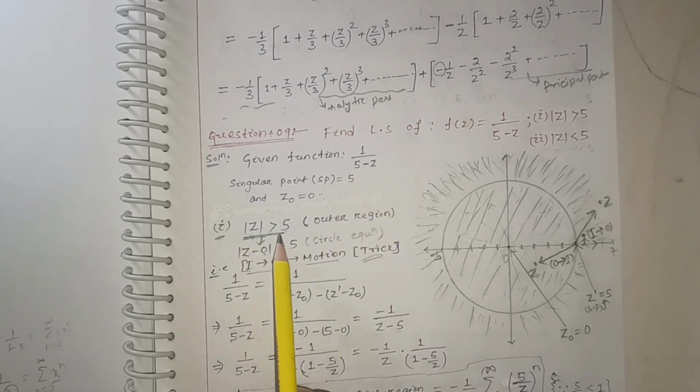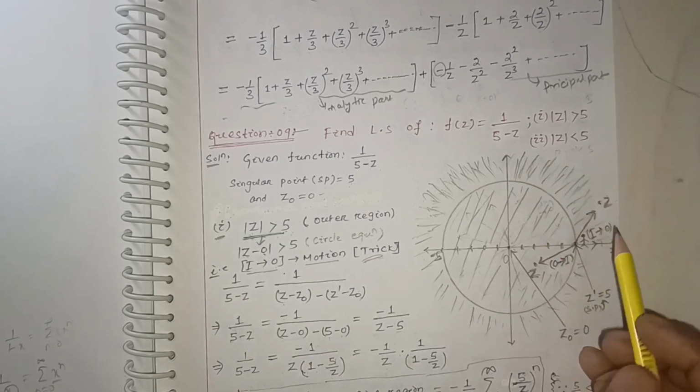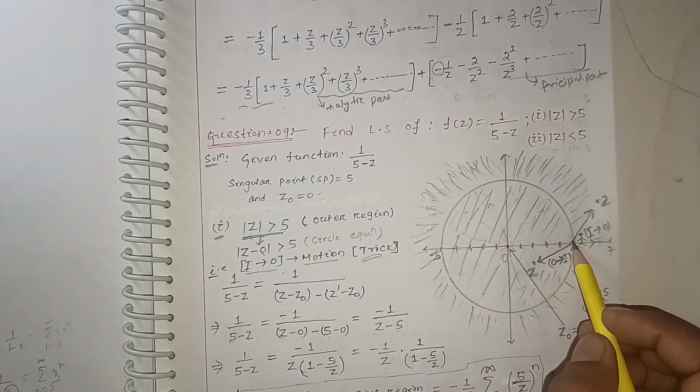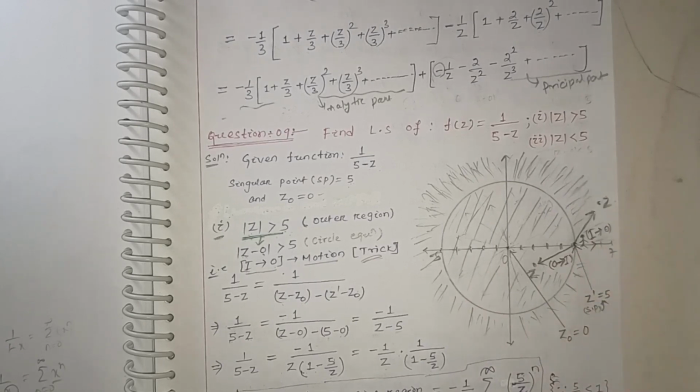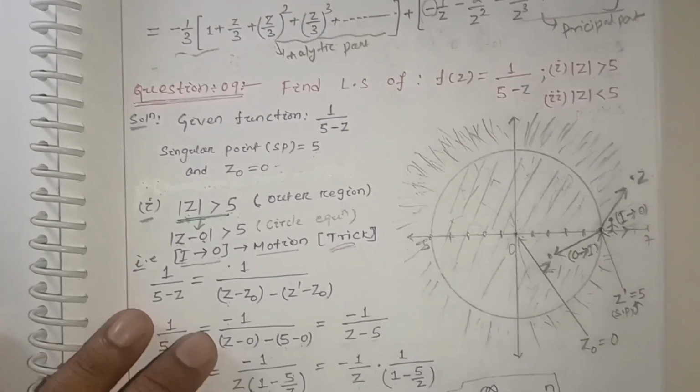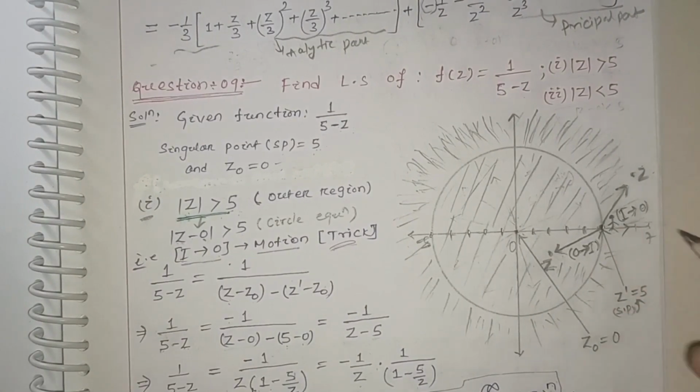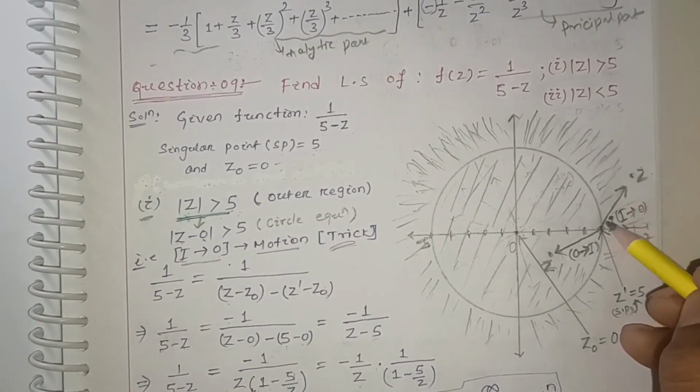That means |z| greater than 5 means the outer region. So for the outer region, z dash will be what? It's a singular point. The singular point is 5. So you are standing over here. Okay, I'm going to zoom in somewhat. You are standing over here and you are moving outside. That means into-out motion.